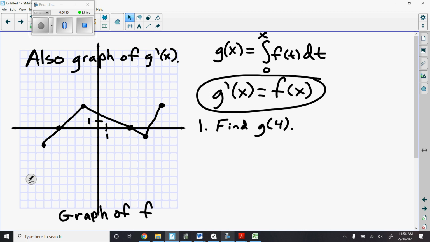Okay. So I might ask a question like, find G of 4. Well, is my graph going to help me? My graph is of G prime, so I can't just look for an X value of 4 and figure out what the Y value is. It's not that kind of problem.